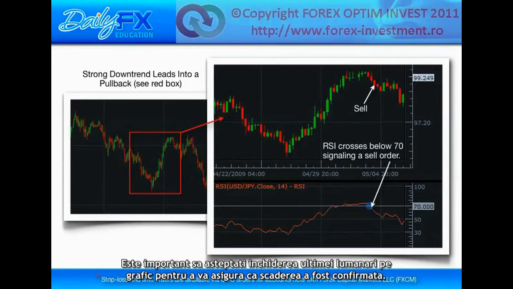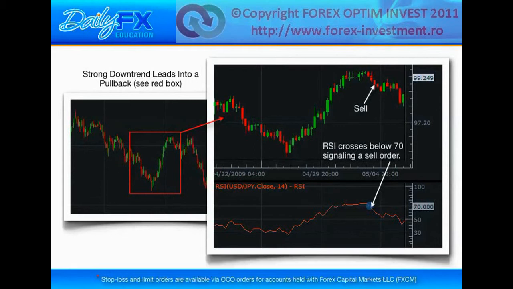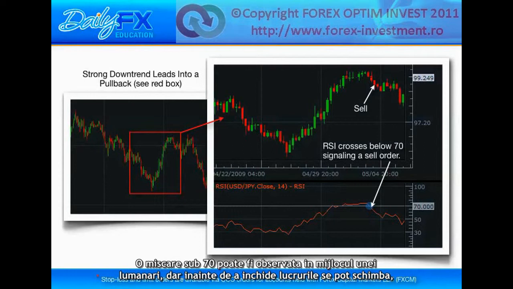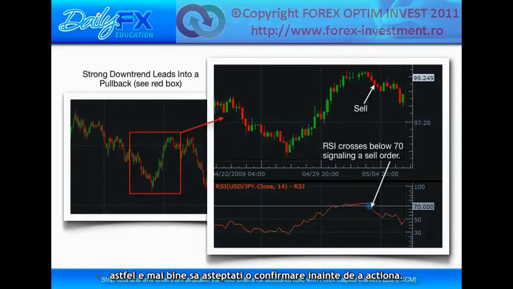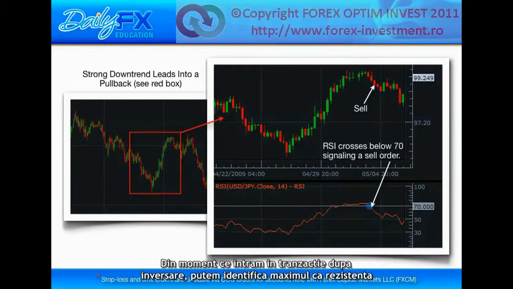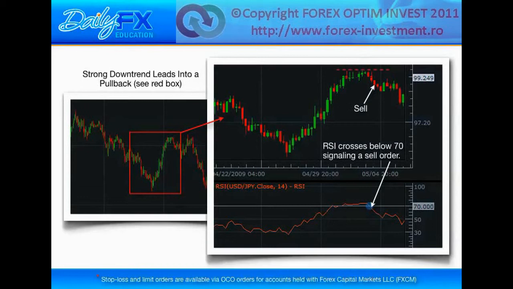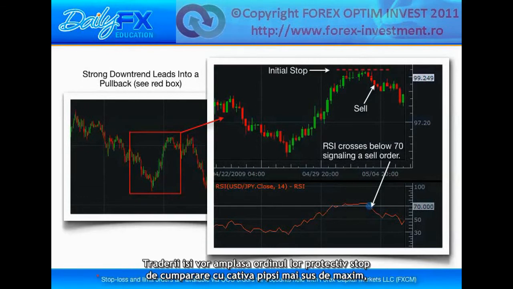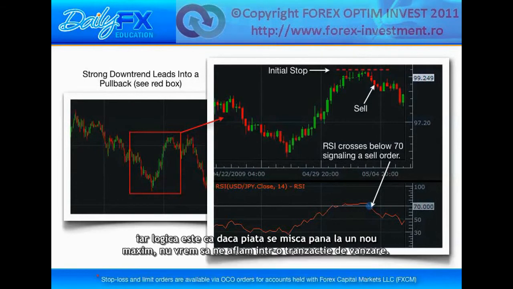It's important to wait for the candle to close on the chart to make sure that the move has been confirmed. A move to below 70 can be noted in the middle of a candle, but change before the candle can close, so wait for confirmation before acting. Since we are entering into the trade after the reversal, we can identify the high as resistance and use that level for our initial protective stop level. Traders will place their protective buy stop a few pips above the high, with the thought process being that if the market moves up to a new high, we don't want to be in a sell trade.